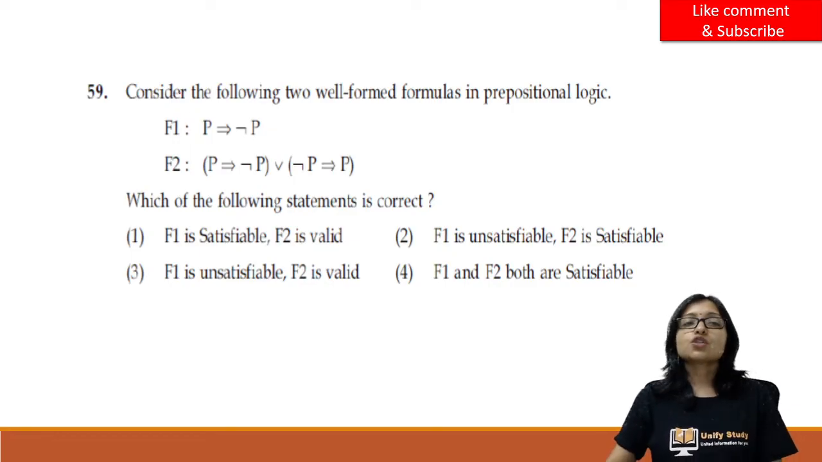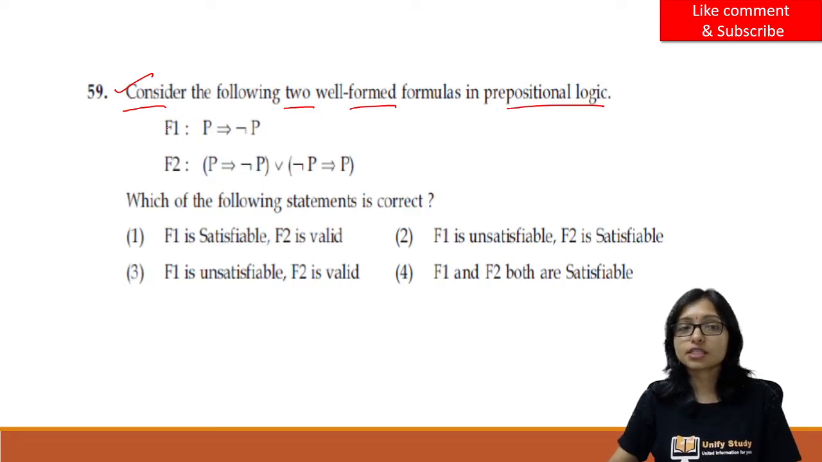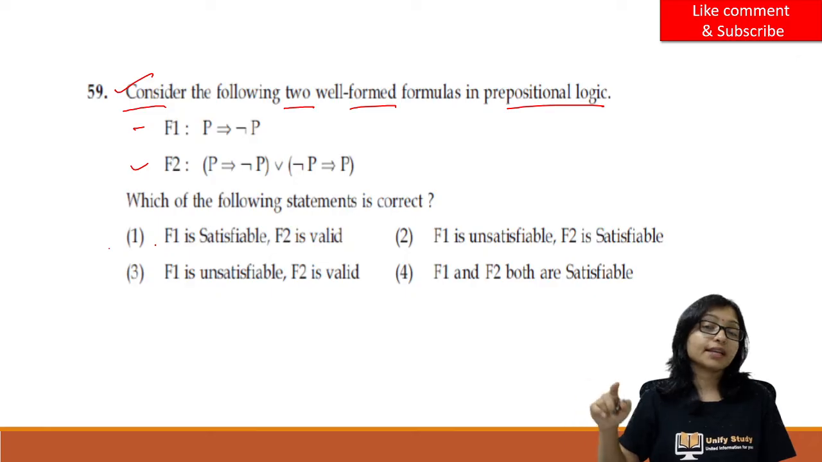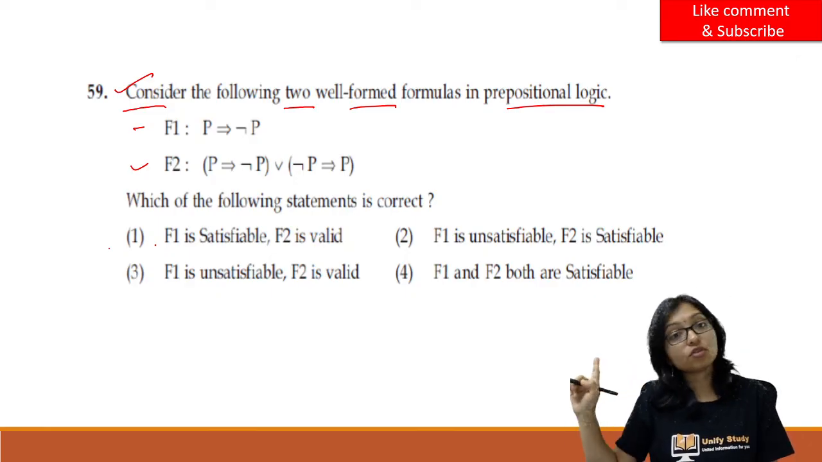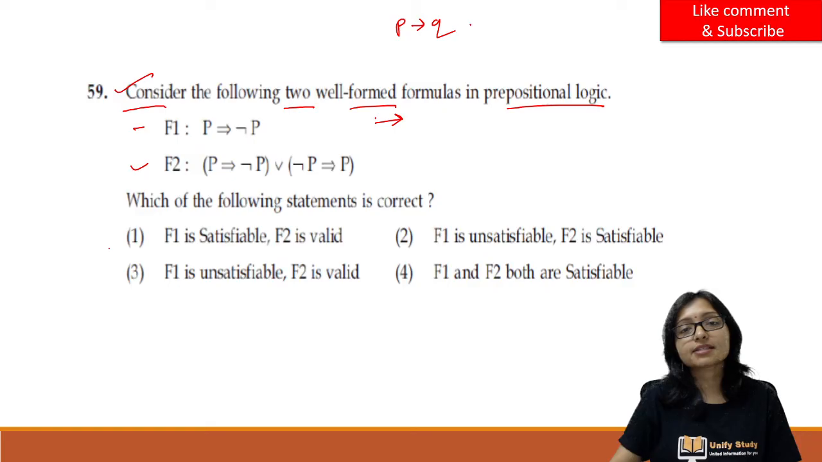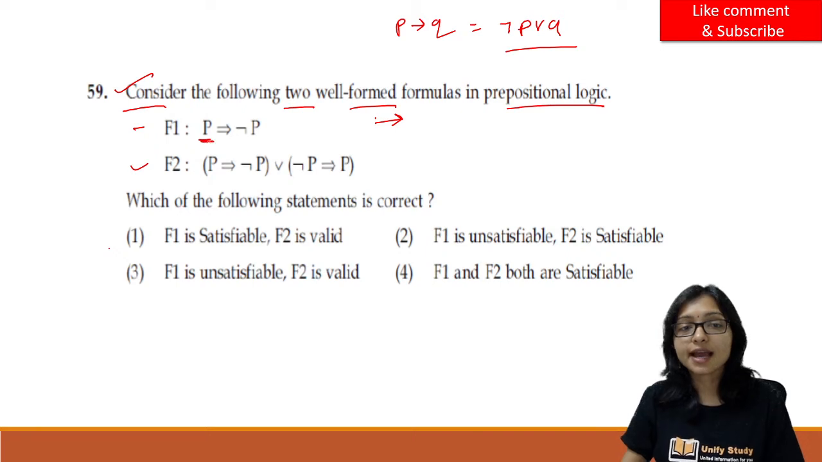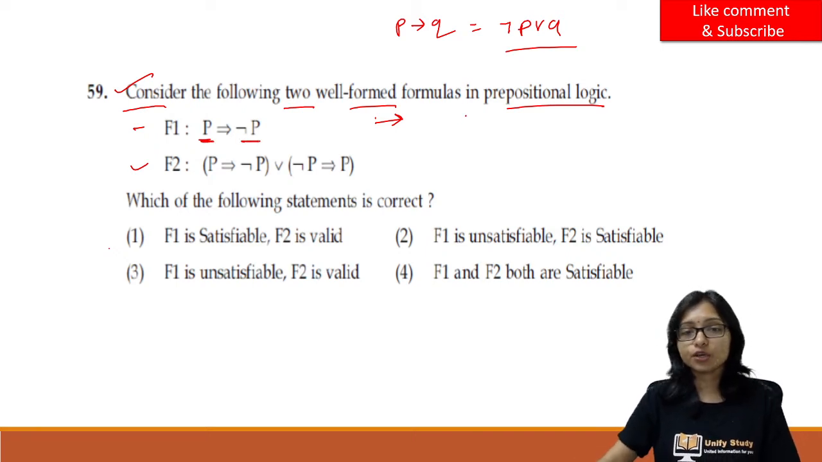So see, here is the question. Consider the following two well-formed formulas of propositional logic. F1, F2 is given. Which one is satisfiable, valid? We have to apply that formula. Which one is satisfiable? How to prove it? Here we will apply the same thing. I told you, P implies Q equals not P or Q. This is applied everywhere. So think like that: this is your P, this is your Q.